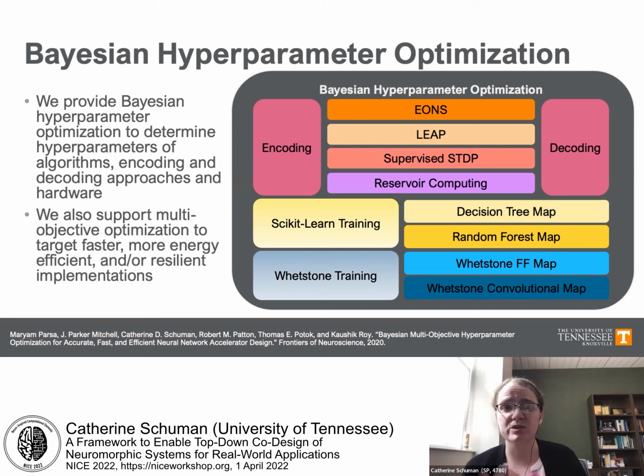This approach also supports multi-objective optimization to target faster, more energy efficient and or more resilient implementation. So you can include additional objectives beyond just accuracy in designing what your appropriate hyperparameters would be for your algorithms or your hardware or your encoding and decoding approaches.